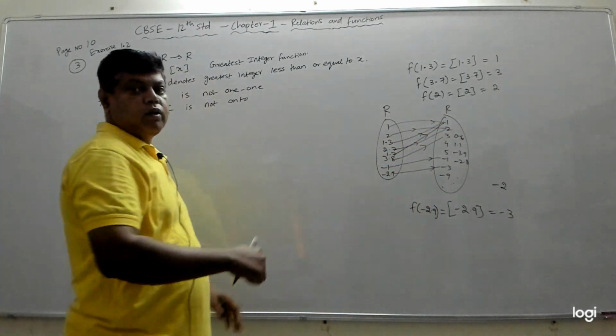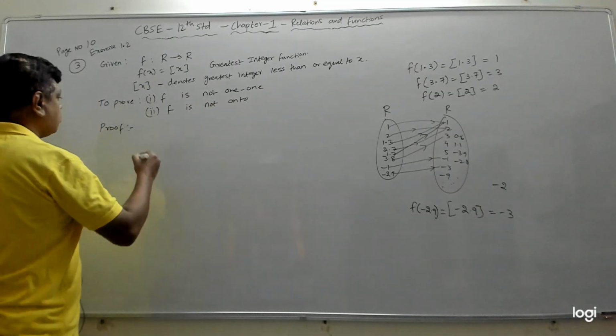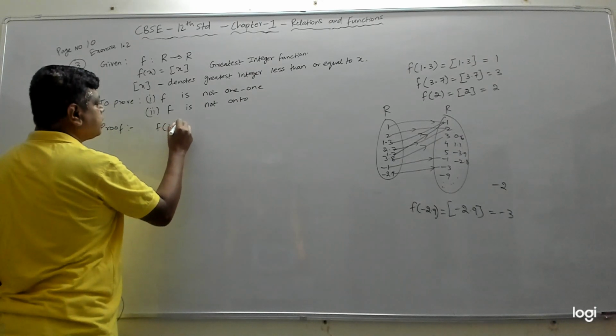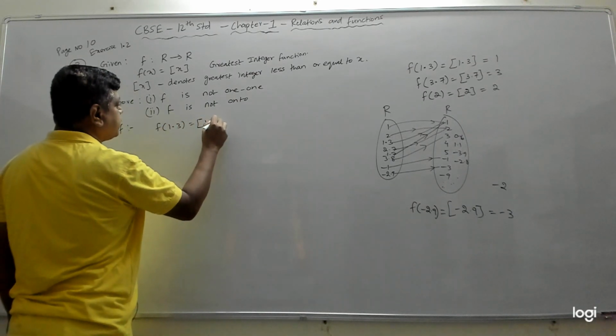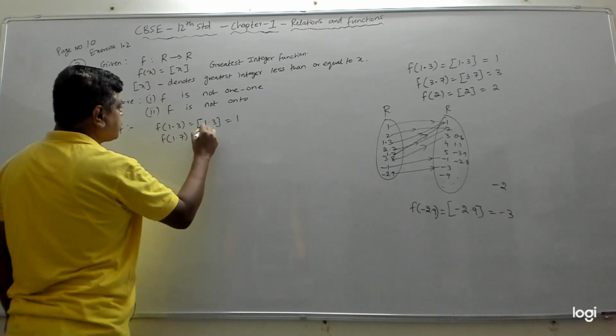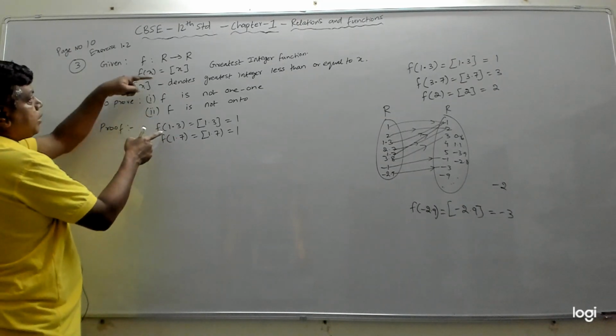1.3 also will go to 1. 1.7 also will go to 1. So clearly it is not 1 to 1. Right? So we'll take two numbers. So we'll say f of 1.3 is floor of 1.3, which is 1, and f of 1.7 is floor of 1.7, which is also 1, which means two different elements, both are real numbers.